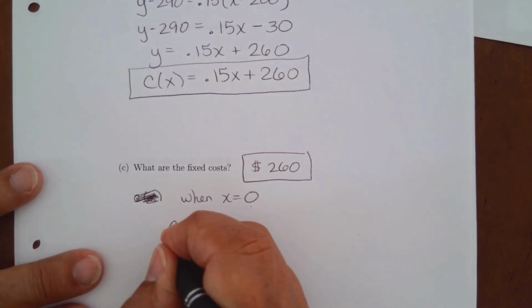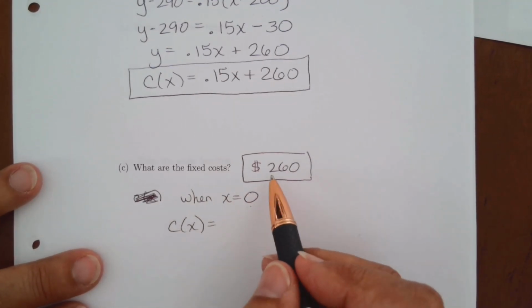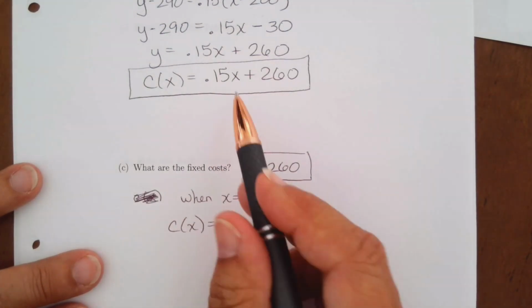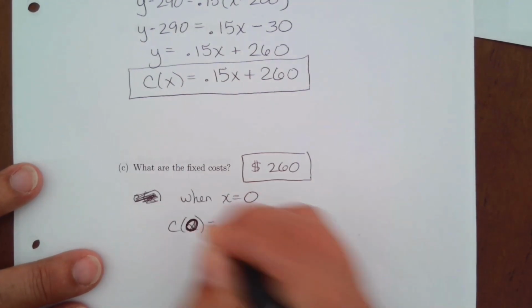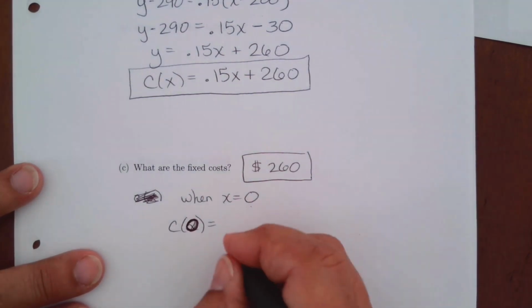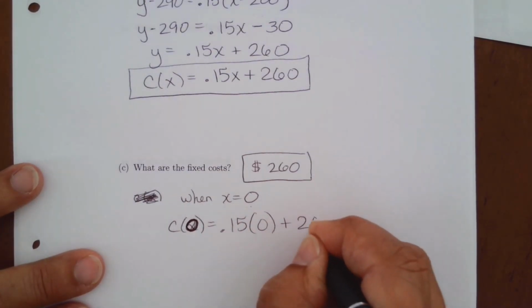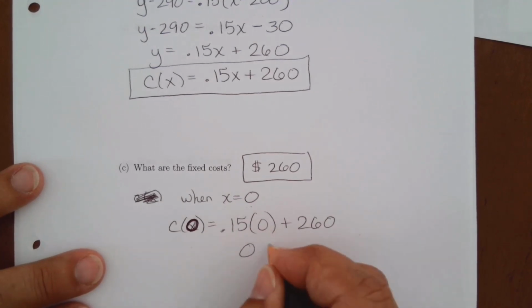So let's find C of x. This is just another way to find this answer. If you understood that, you don't have to go through this. So I'm going to find C of 0. So I'm going to do 0.15 times 0 items sold plus 260. Well, 0.15 times no items is 0.